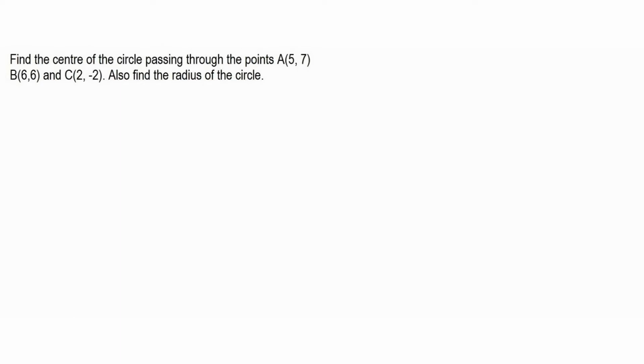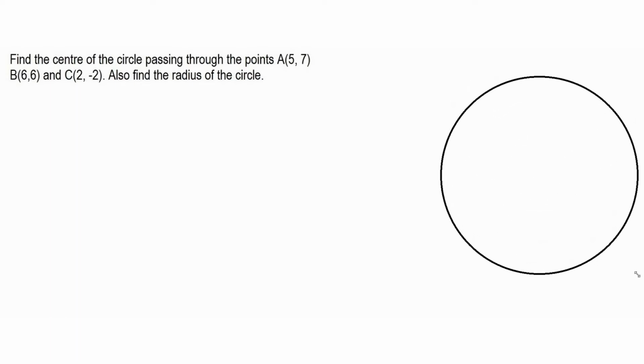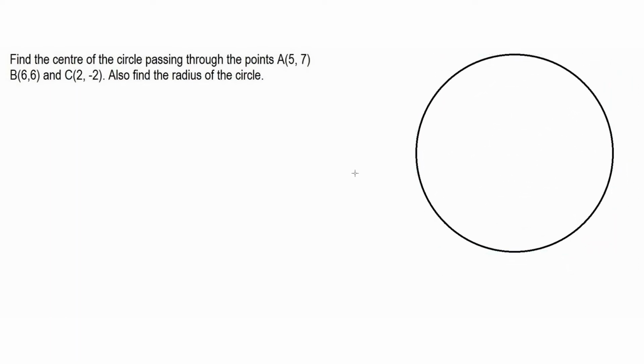Find the center of the circle passing through the points A of 5, 7, B of 6, 6, and C of 2, -2. So I know that this particular circle passes through 3 points. A of 5, 7, then the second point is B of 6, 6, and the third point is C of 2, -2. O is the center of the circle, right?